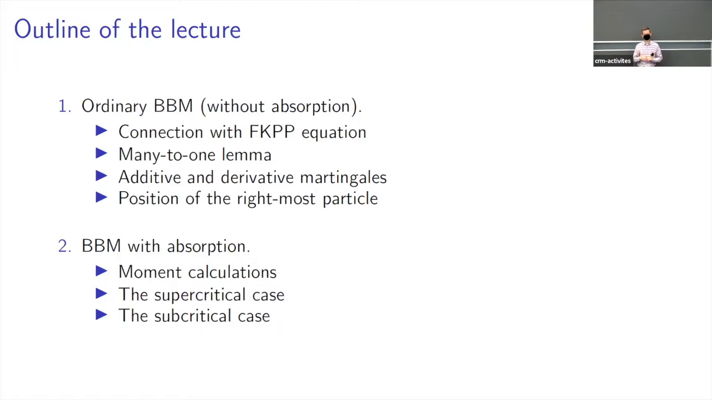And then I'll move on to the process that we want to study in much greater depth, which is branching Brownian motion with absorption. I'll explain how to make moment calculations for this process, and then we will discuss the case when the drift is supercritical and the case when the drift is subcritical. We will save the case in which the drift is just slightly supercritical, which is the most relevant for modeling populations, until the next lecture, and the case when the drift is exactly critical we'll discuss in the 4th lecture.